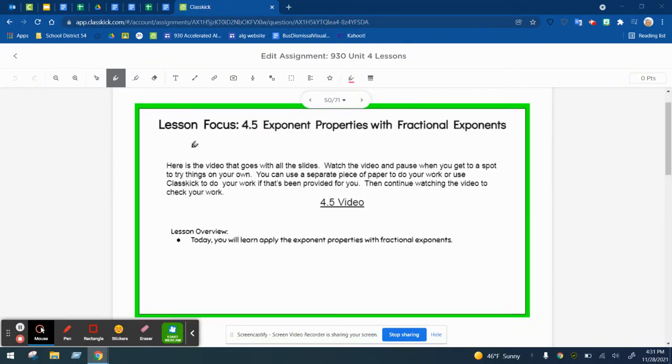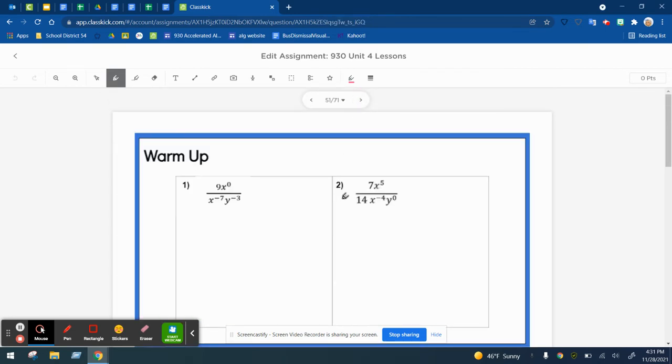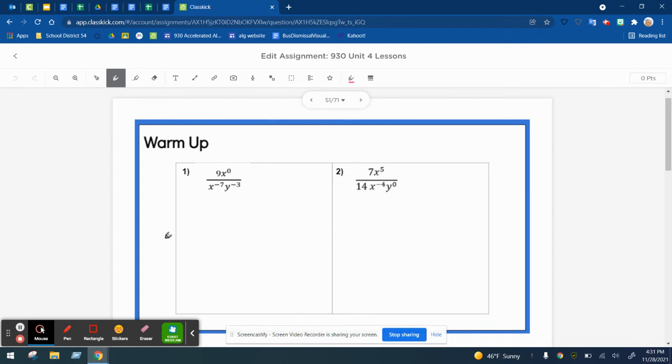Alright, everybody, we are going to start with 4.5. So we are moving on to fractional exponents. Here is our warm-up. Go ahead, take a second, try to complete it on your own.